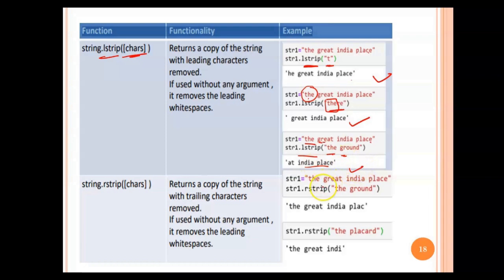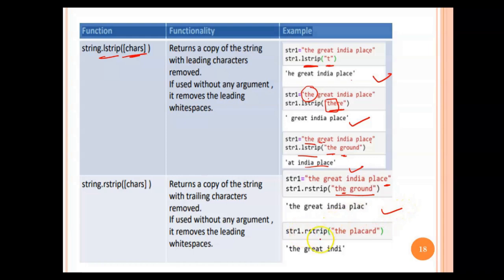Now if you are moving to the next one, you have the R strip from the right hand side. This is going to work. So for the right hand side, we have "the ground". THE is not there, so we have GROUND. So UND, okay, THE. E is there, so this E will be skipped. So "the Great India PLAC" is coming here, right?